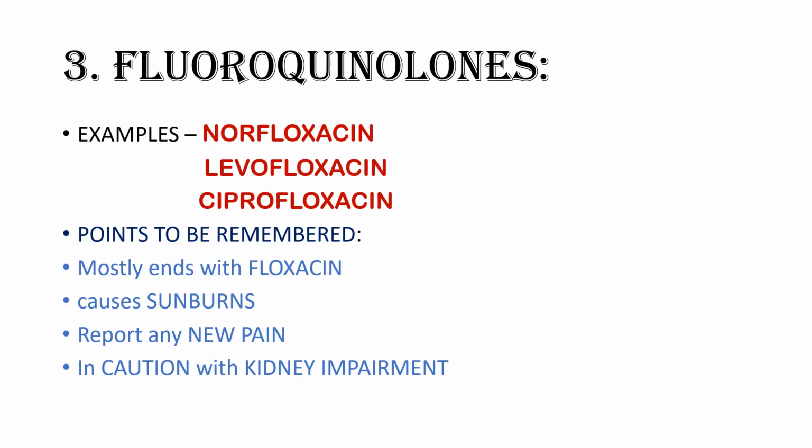Thirdly, we will learn about fluoroquinolones. Examples are norfloxacin, levofloxacin, ciprofloxacin. Here are some points to be remembered. Mostly fluoroquinolones end with floxacin, as it causes sunburn, so avoid direct sunlight, prolonged sun exposure, wear sun protecting factors, and report any new pain, especially in the Achilles tendon. Give with caution to patients having kidney impairment.